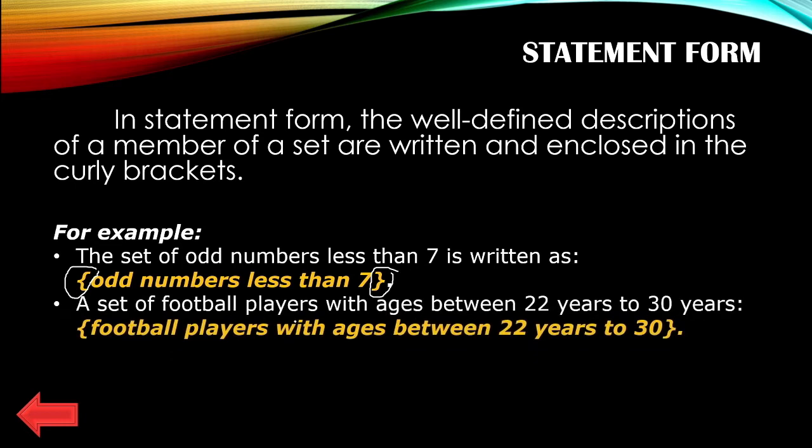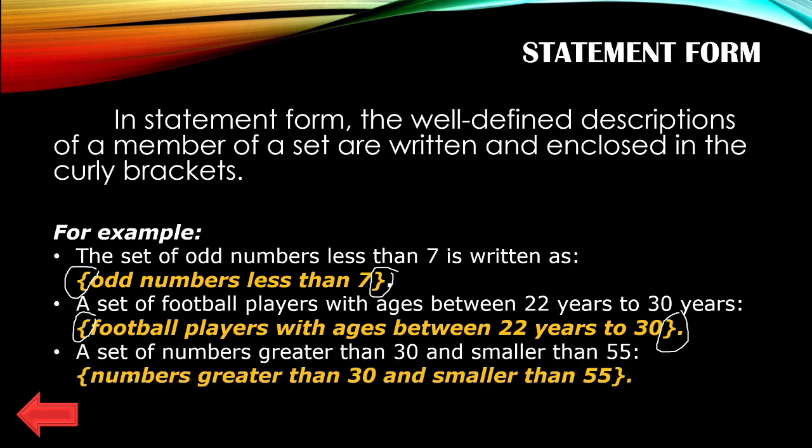A set of football players with ages between 22 years to 30 years. So there are also curly brackets at the beginning and the end of the statement. A set of numbers greater than 30 and smaller than 55. So there are braces at the beginning and the end of the statement. So this is how we represent a set using the statement form.